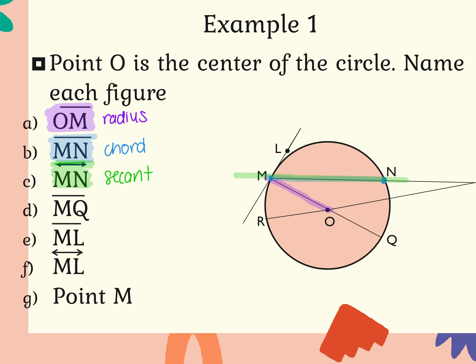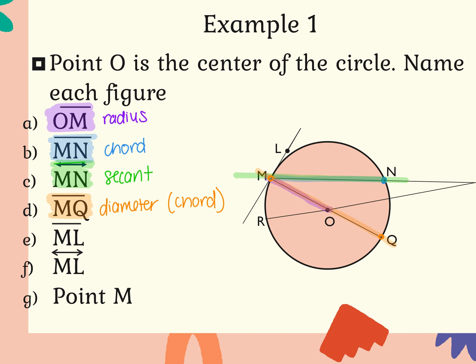Looking at the next one, I have segment MQ. So here's MQ. Keep in mind it's a segment, so it has the endpoints. What is that? Okay, remember, point O is the center of my circle. So MQ is my diameter. Okay, this is also a chord. But because it goes through the center, we normally call this my diameter.